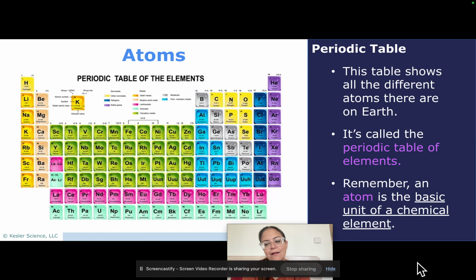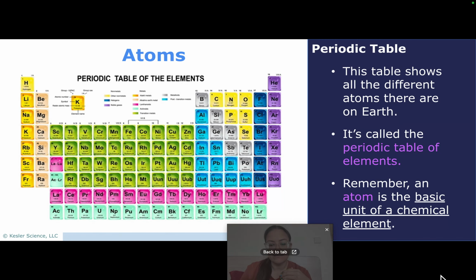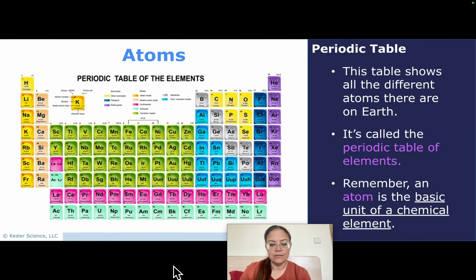So remember, an atom is the basic unit of a chemical element. And we will talk about elements and the periodic table later. For future reference, you do not have to memorize this thing. Okay? If you do, that's great. It is not at all required. I don't even have it memorized. I know a lot of the basics of it. As long as you know how to use it, that's all we care about. If you want to memorize it for fun, hey, it's your life.